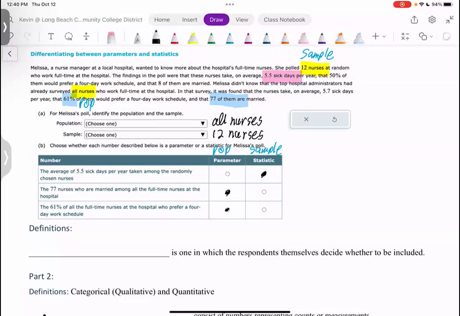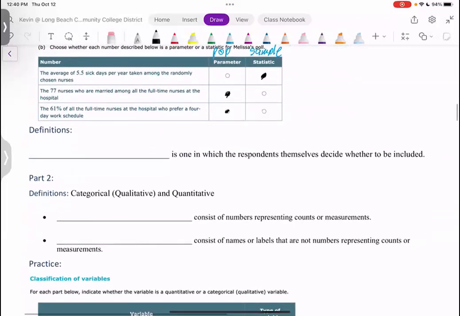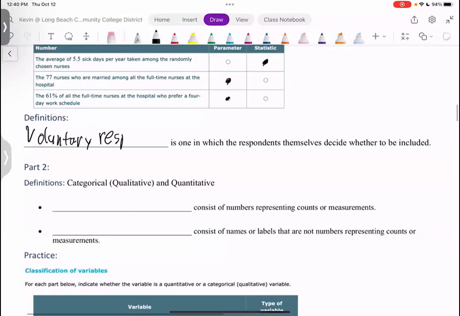All right, and we have one more definition for the first part here. This is called a voluntary response sample. And this is one in which the respondents themselves decide whether to be included. So this would be if there's a website that someone chooses to go to and wants to participate in a survey of some sort, this would be a voluntary response sample.